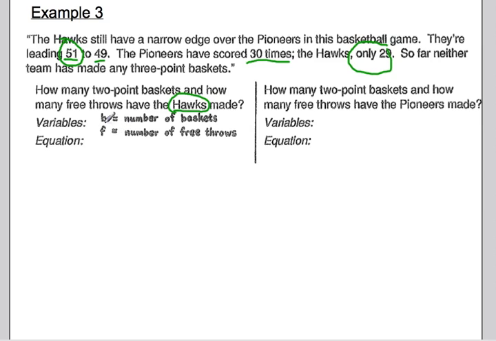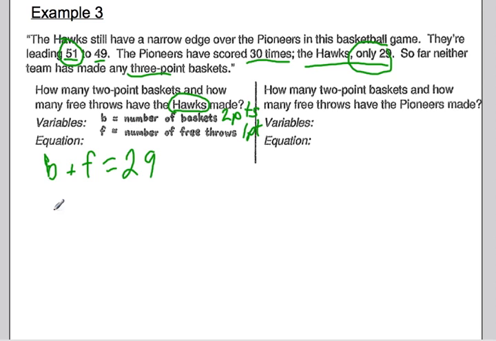Okay, so regular baskets are worth 2 points and free throws are worth 1 point, and there were no 3-point baskets, so we don't have to worry about that. So what we could do here is, let's look at this number here. The Hawks scored 29 times. That means the number of 2-point baskets plus the number of free throws is going to be equal to 29. So that's the first equation. But their score is 51.